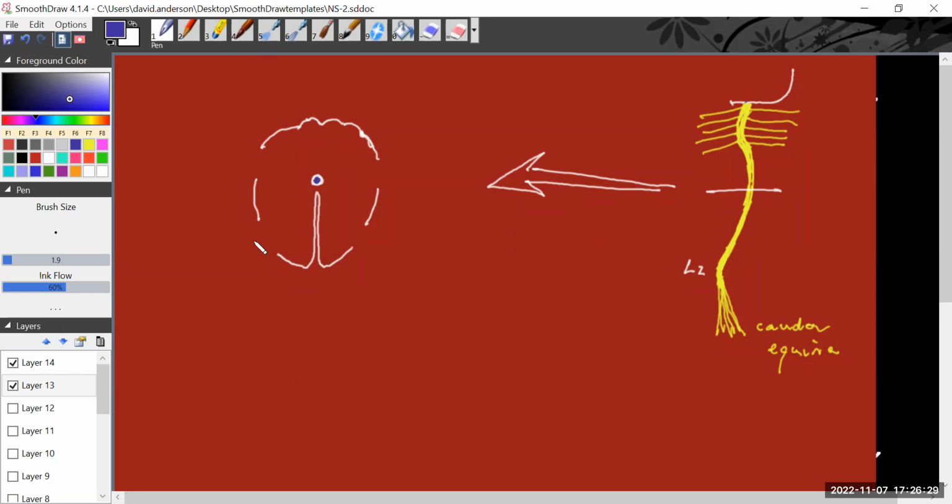So this represents the spinal cord, and we're going to have, this is anterior and this is posterior. Okay, so we're going to have a root that enters the spinal cord on the posterior side and one that leaves the spinal cord on the anterior side. Okay, so in this example, what we're going to do now is draw in our gray matter.